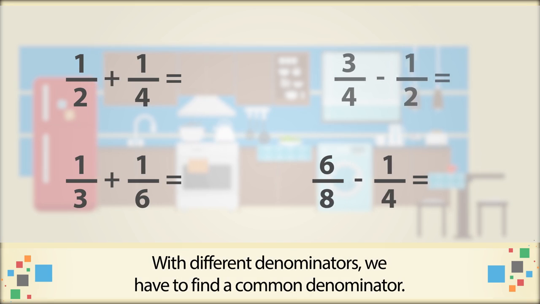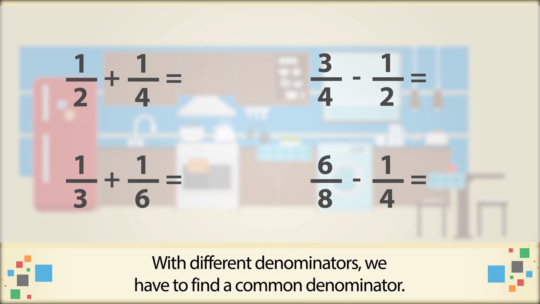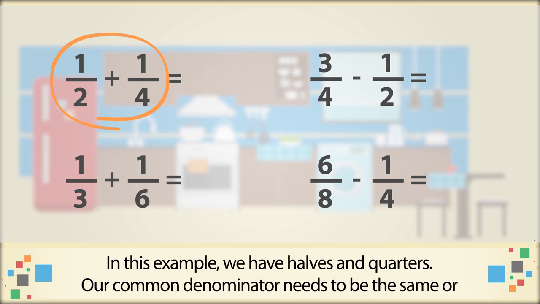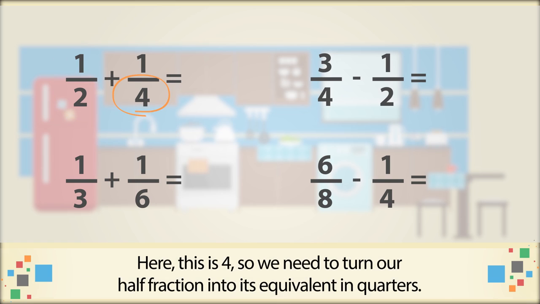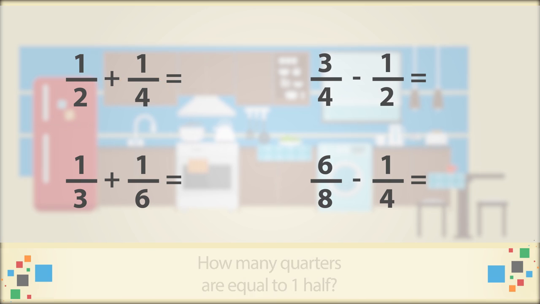With different denominators, we have to find a common denominator. In this example, we have halves and quarters. Our common denominator needs to be the same or greater than the larger denominator in the question. Here, this is 4. So we need to turn our half fraction into its equivalent in quarters. How many quarters are equal to 1/2?